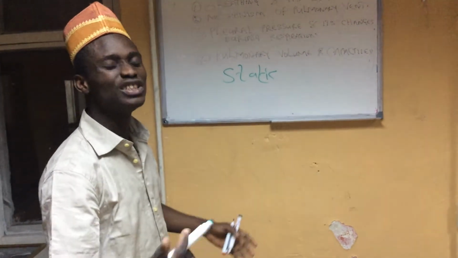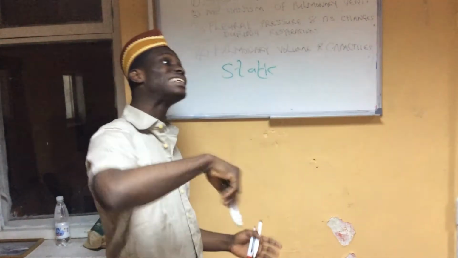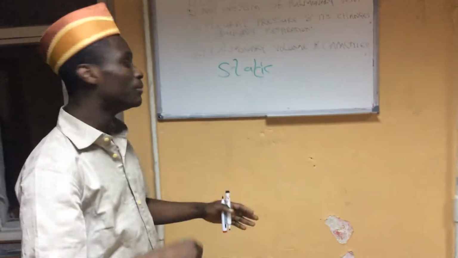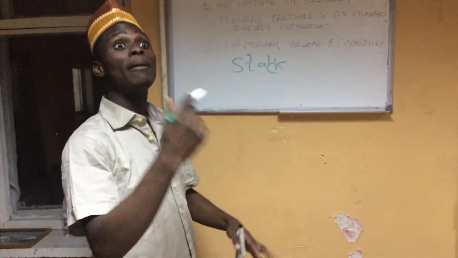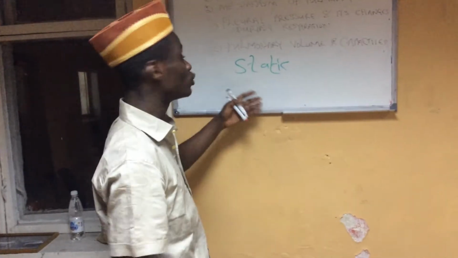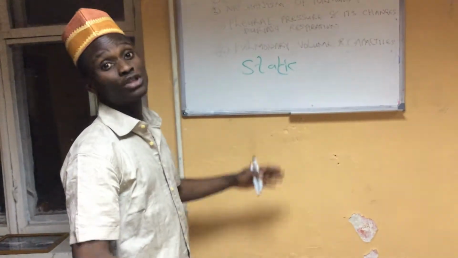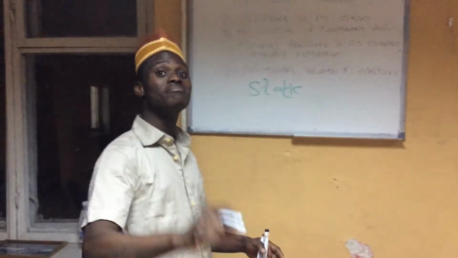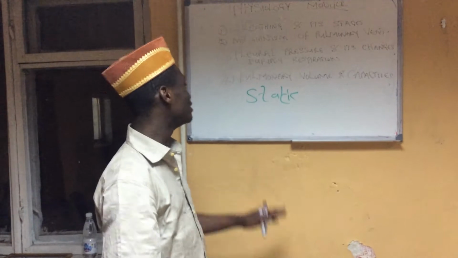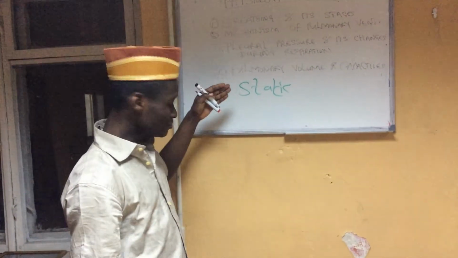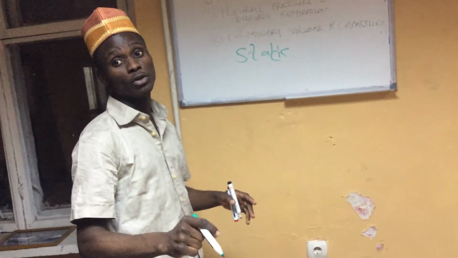Inspiratory reserve volume, the amount of air you can take in additionally after normal breathing. Expiratory reserve volume, the amount of air you can expire after normal breathing. And residual volume, the amount that remains in the lungs after breathing. And of course, the dynamic indexes.